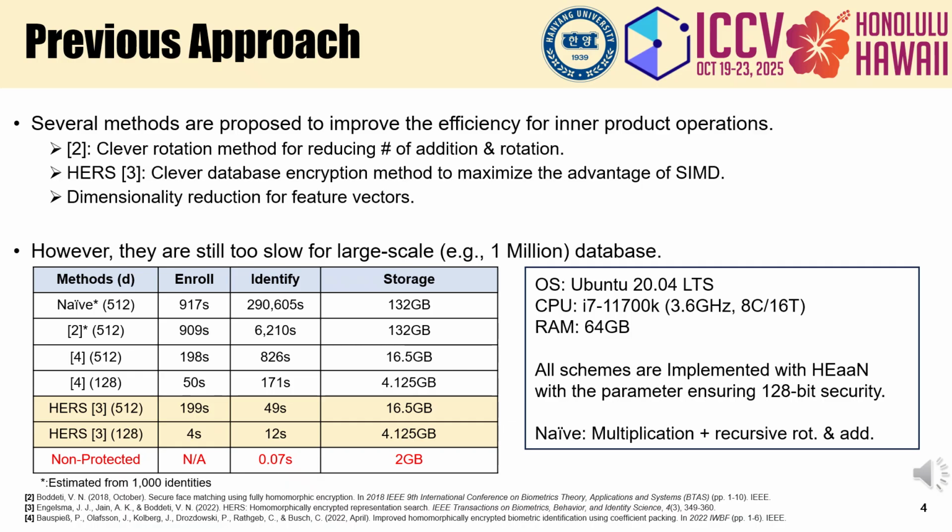Several previous studies tried to apply homomorphic encryption to face identification. They introduced clever tricks like rotation-based optimization and SIMD, single instruction, multiple data, parallelization to reduce computation. However, even with those improvements, large-scale identification, say, a database of 1 million faces, still takes several seconds to minutes, depending on the setup. Our goal was to make it truly practical.